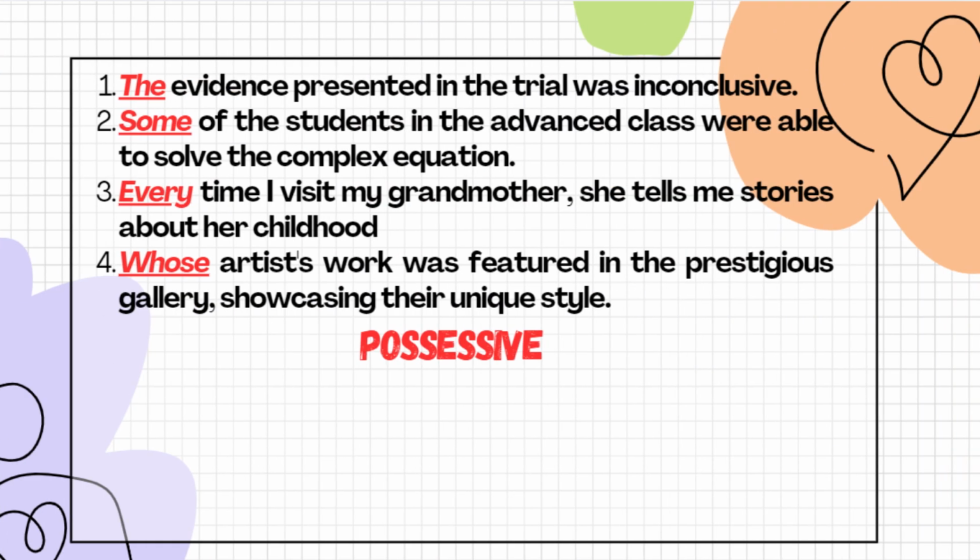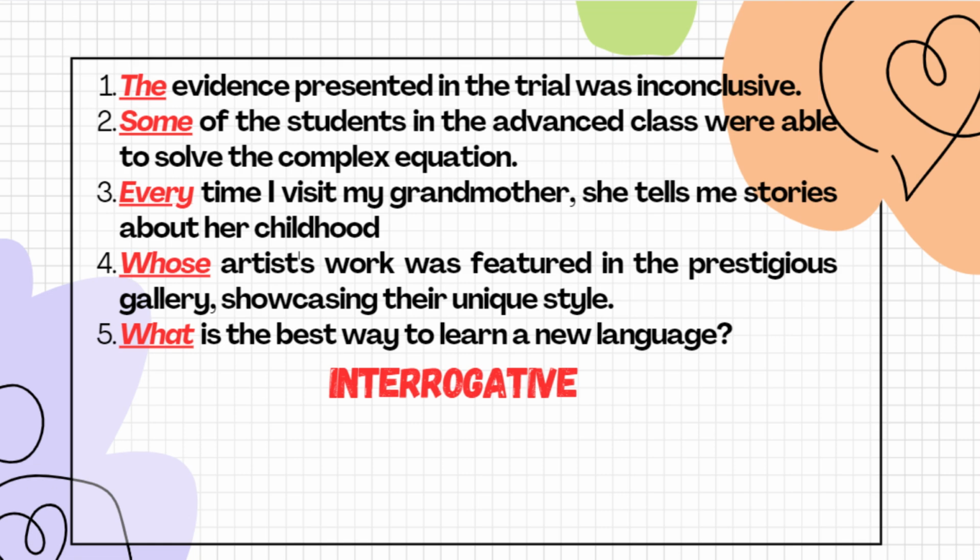Number 4. Whose artist's work was featured in the prestigious gallery, showcasing their unique style. Whose identifies the owner of the artwork, an example of possessive determiner. Number 5. What is the best way to learn a new language? What asks for information about a general noun, an example of interrogative determiner.